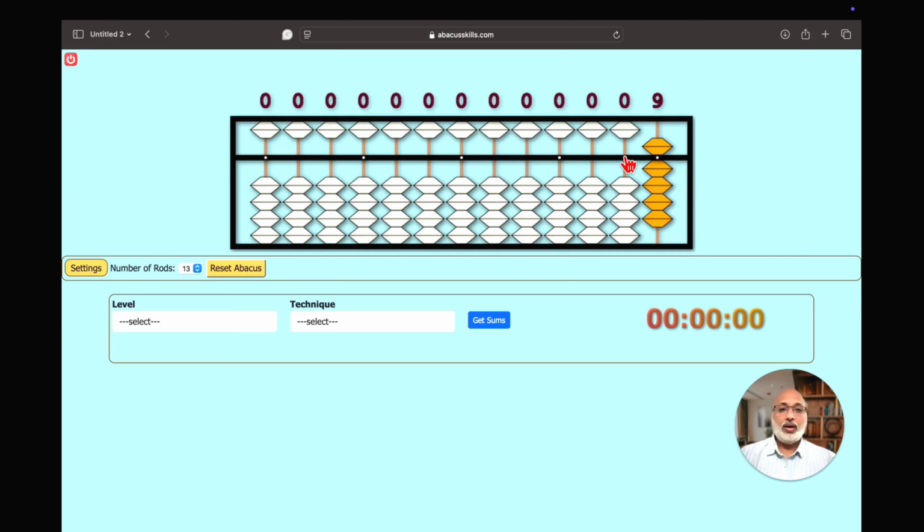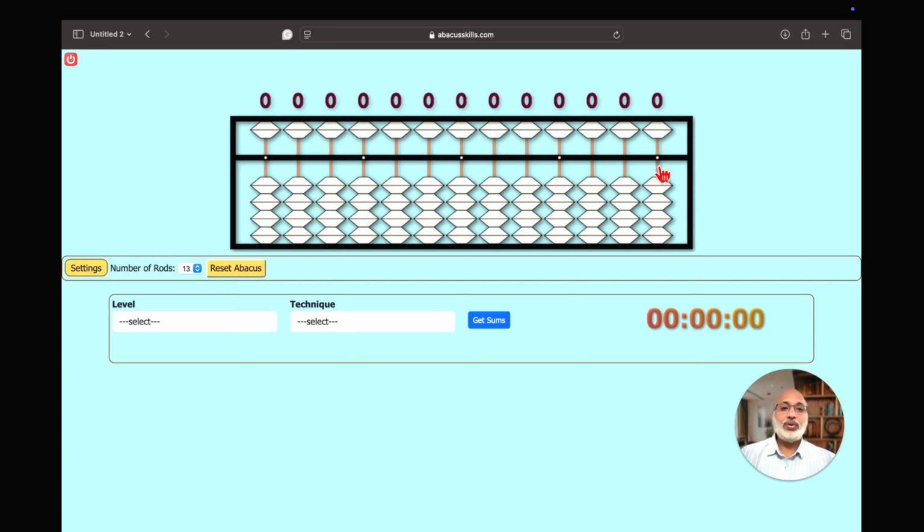Okay. To remove the beads, you have two options. One is like this you can do. Otherwise, you can click the reset abacus. Okay. Click here. So it will automatically reset to 0.